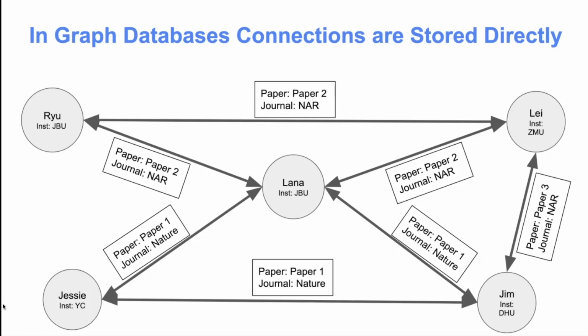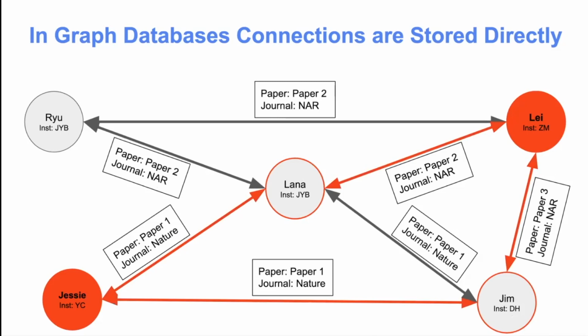is NAR. So the question of who collaborated with both Jesse and Lei is just a matter of finding which neighbors, or the connected nodes, they have in common. So here, we see that Jesse and Lei both share Lana and Jim as their neighbors. And we already have several algorithms that do this path finding, neighbor finding stuff really quickly.